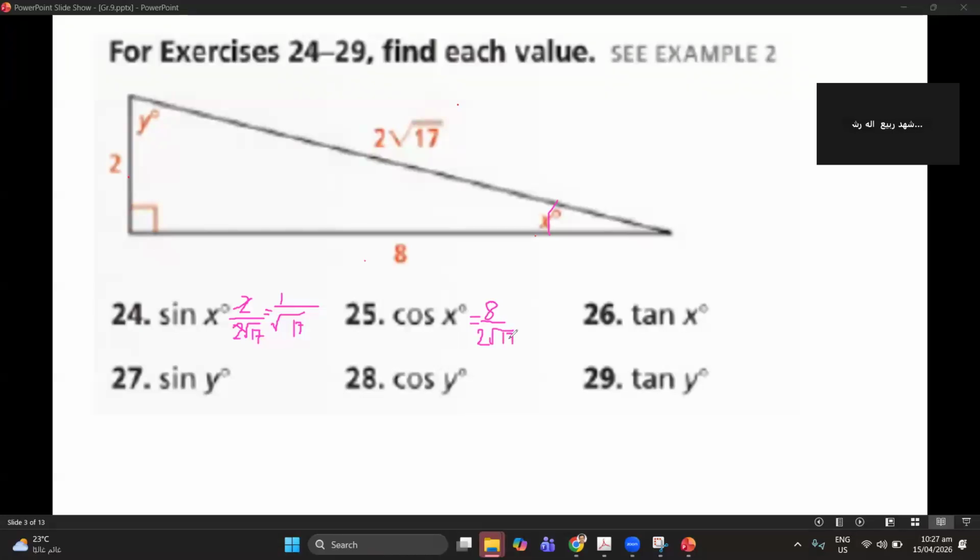Teacher, in the sine I didn't get 1 over square root of 17. I got square root of 17 over 17. Yes, that's the one I simplified for you before. Both are correct, but the one in the calculator is in the simplest form. So I can write it as square root of 17 over 17.